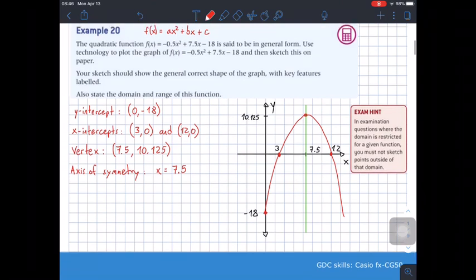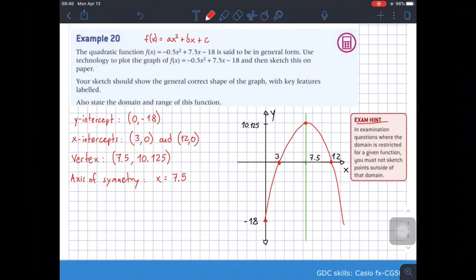Then it says, in exam hint, in examination questions where the domain is restricted for a given function, you must not sketch positions or points outside that domain. That is, in case you're given that this parabola is only graphed for the domain, I don't know, -5 to 10, you should only graph the parabola for this domain and not for the entire domain, which is all real numbers, right? That's the only thing it's clarifying there.